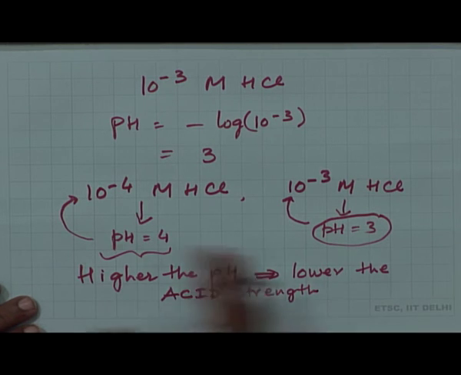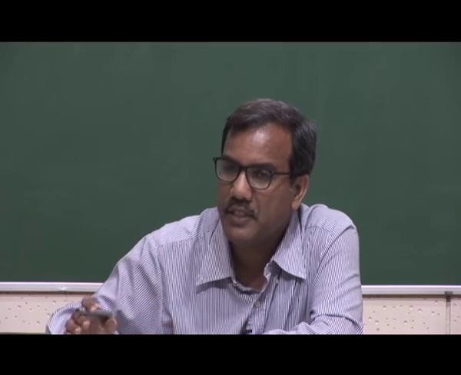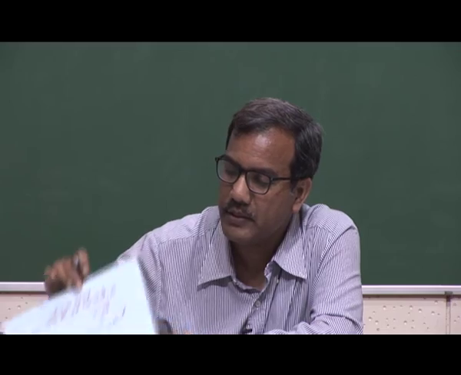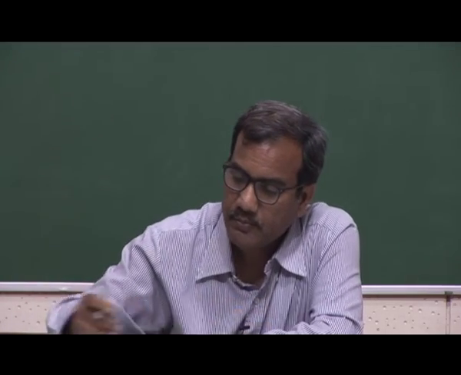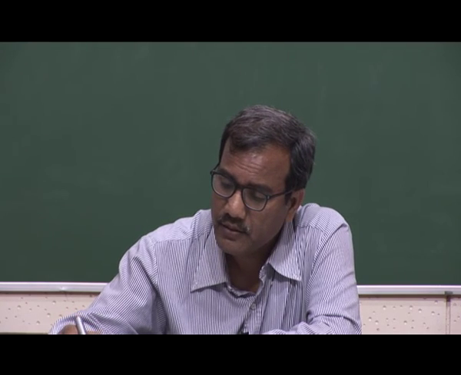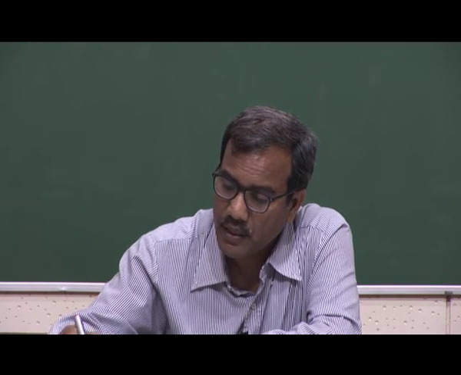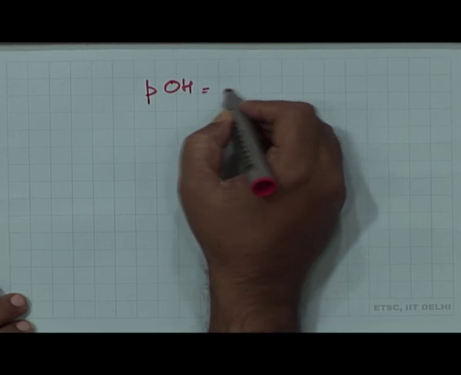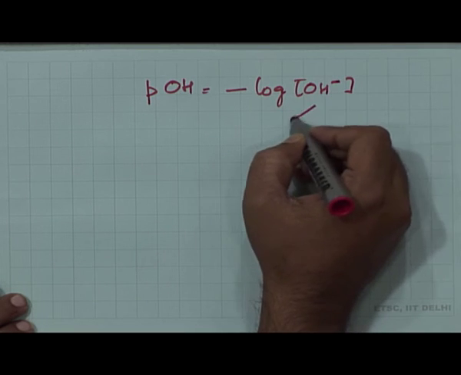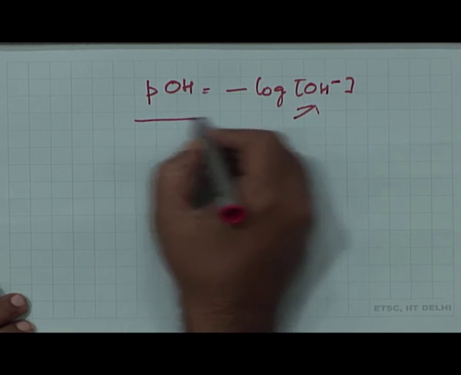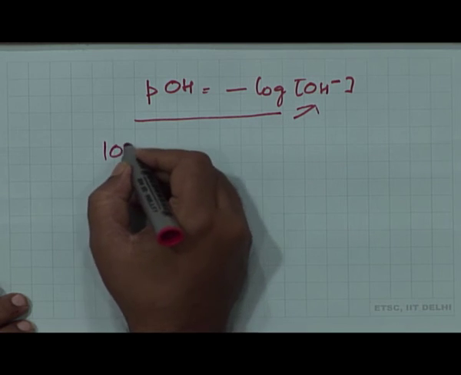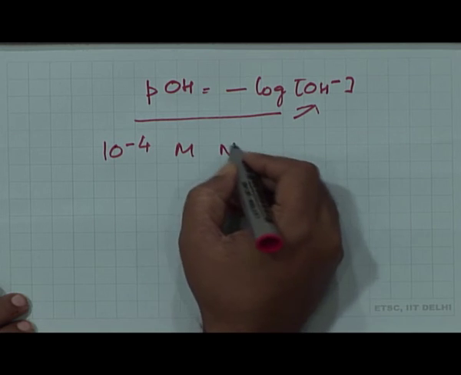As we go towards higher pH, H plus ion concentration decreases, and so you have lower acidity. Similarly, we can calculate pOH, and pOH is equal to minus log OH minus ion, which is only valid when we have a dilute solution. So, suppose we take around 10 to the power minus 4 molar sodium hydroxide solution.